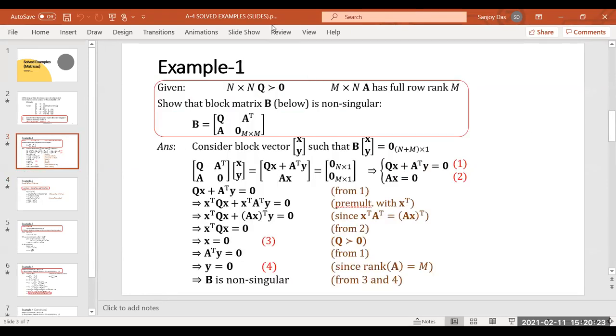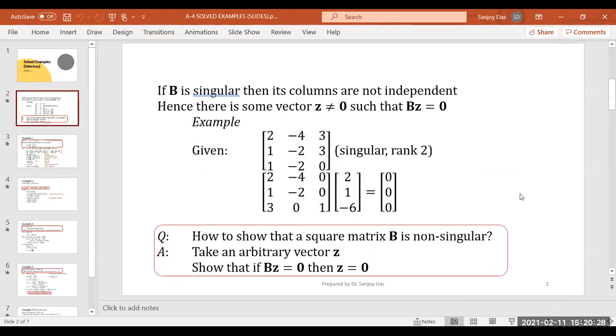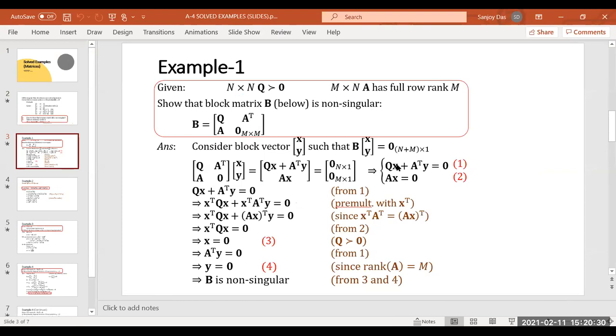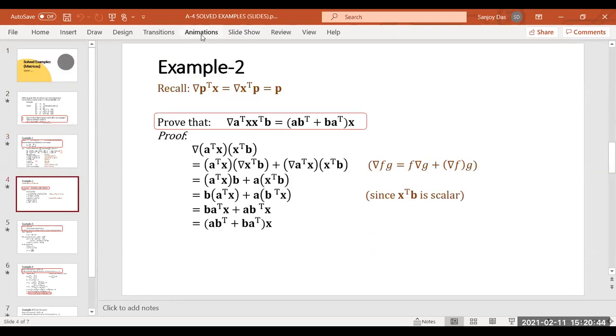Okay, now let's move on to the next example. So that was it. Thank you, guys. I think Dania was the one who first pointed it out. But thank you all of you. Thank you very much. It should have been full column rank.